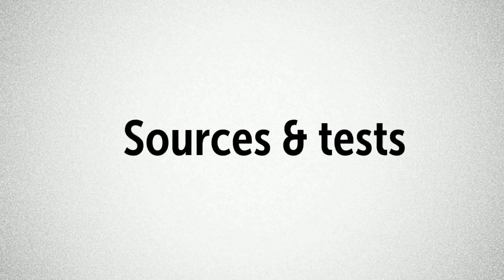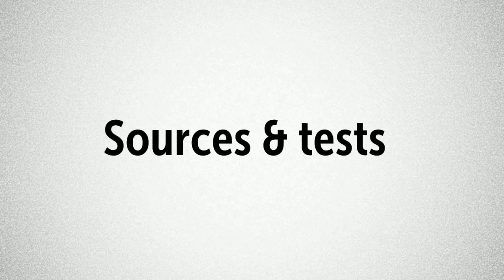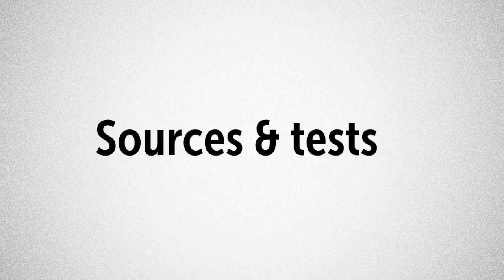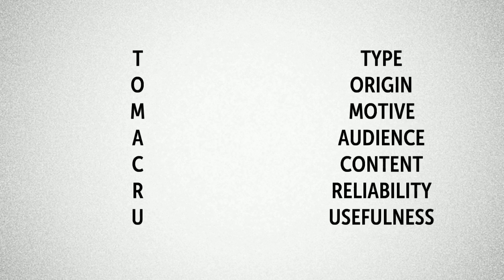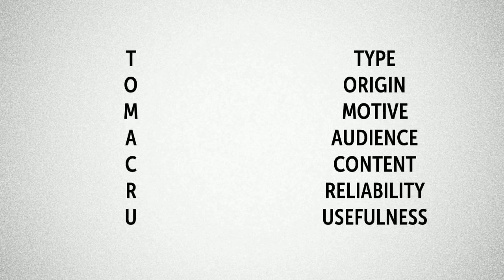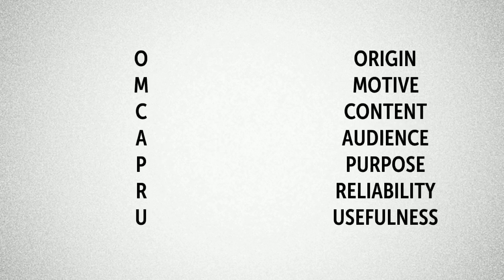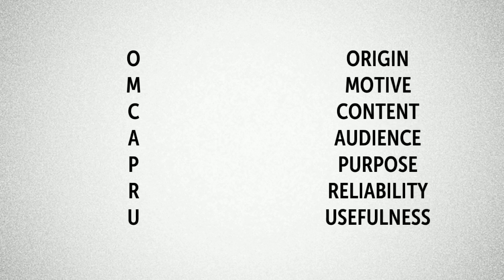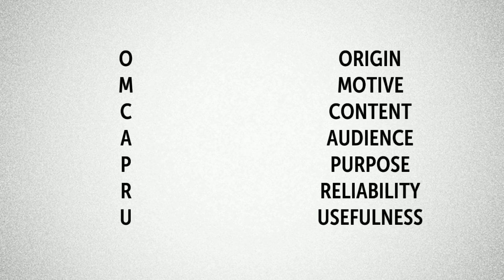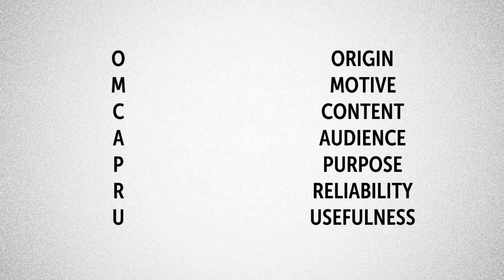Generally, you won't have to answer each one of these questions in a test, but it is important to practice answering these questions so you begin to learn the right way of questioning information. Some teachers like to use acronyms to help students remember these questions. Personally, I prefer to just walk students through the process of questioning, but if acronyms are your thing, then go for it. Some acronyms include TOMACRU, which stands for Type, Origin, Motive, Audience, Content, Reliability, and Usefulness. Capri, on the other hand, is Origin, Motive, Content, Audience, Purpose, Reliability, and Usefulness.